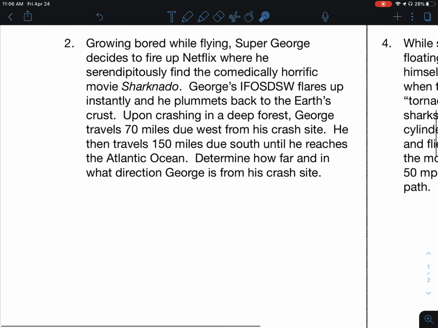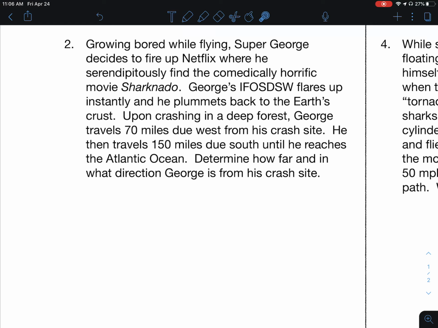Number 2. Growing bored while flying, Super George decides to fire up Netflix, where he serendipitously finds the comedically horrific movie Sharknado. George's IFOS DSW flares up instantly and he plummets back to the Earth's crust.